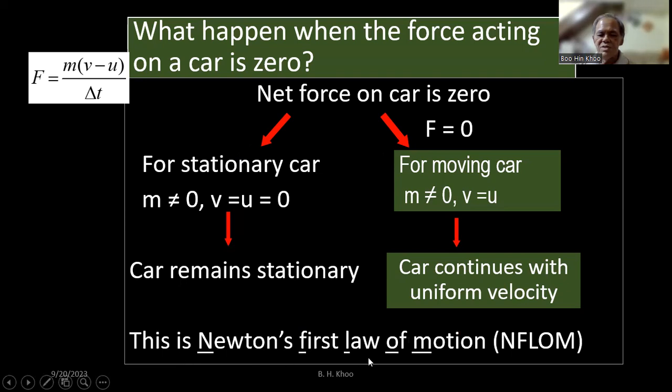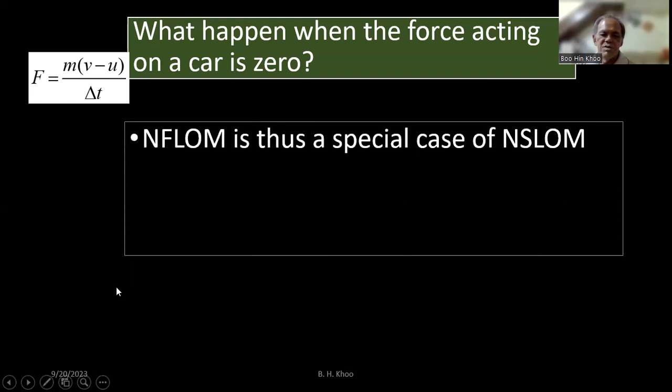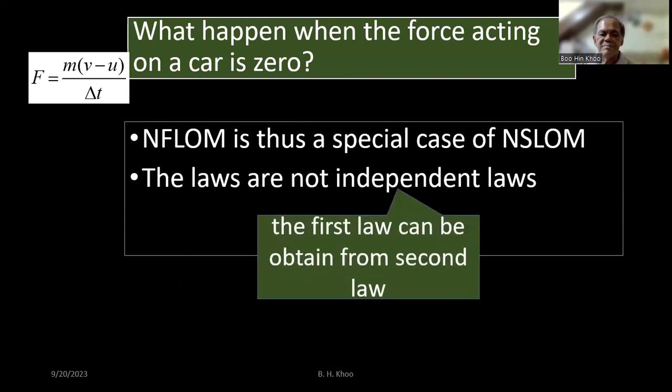So this is Newton's first law of motion. Newton's first law of motion is a special case of Newton's second law of motion. That means the laws are not independent laws. The first law can be obtained from the second law.